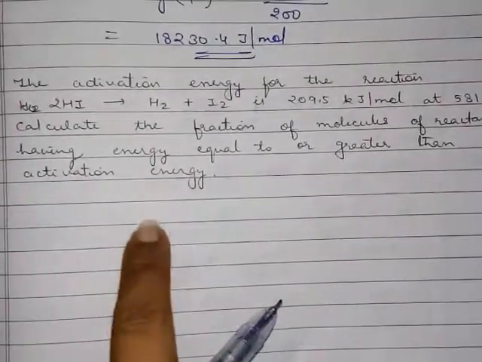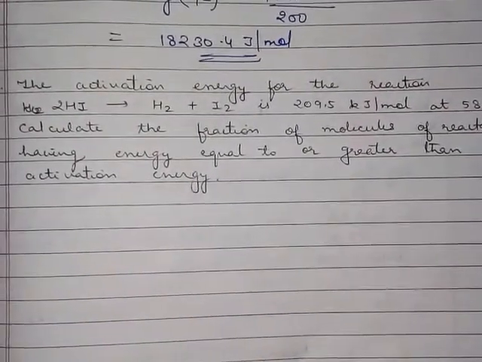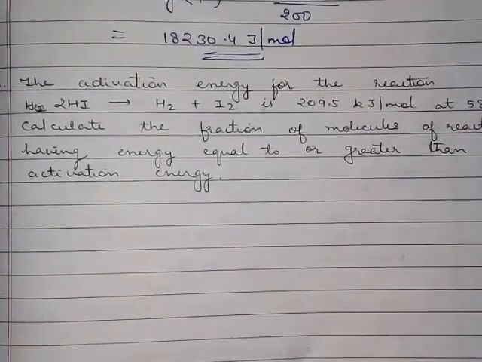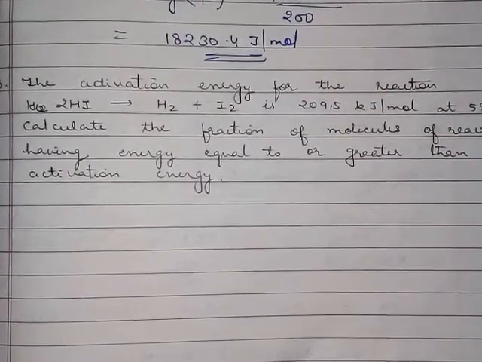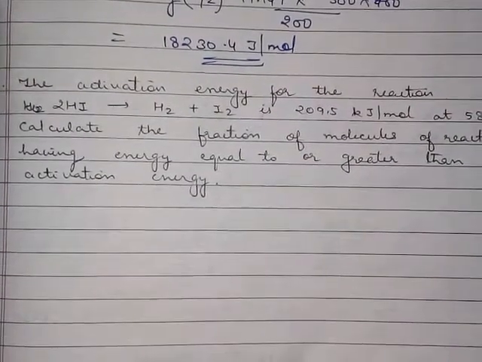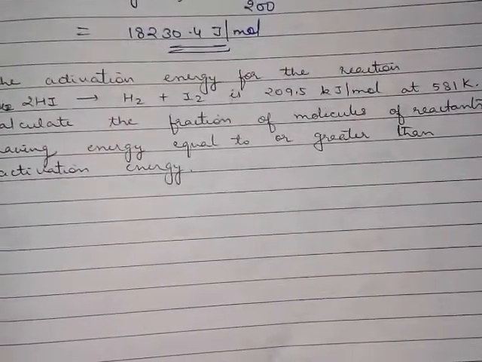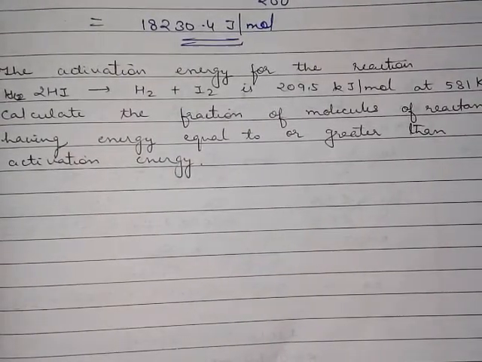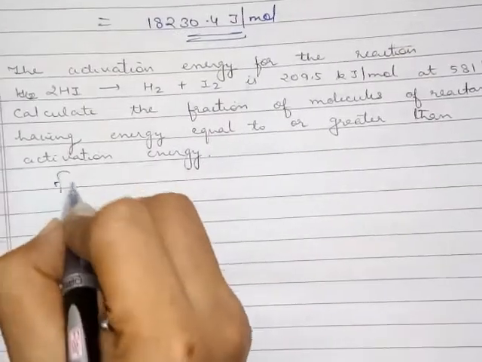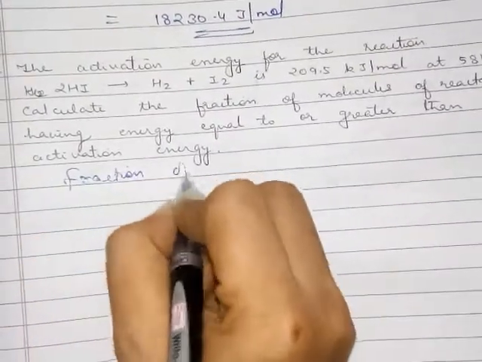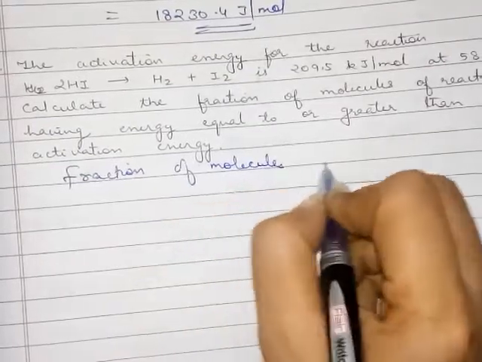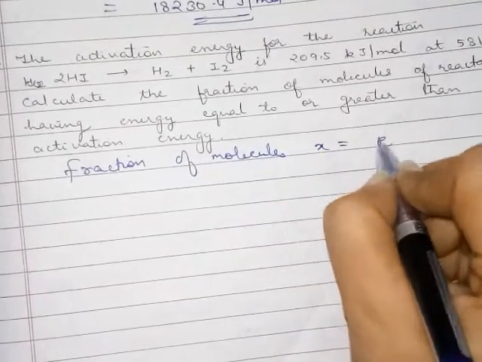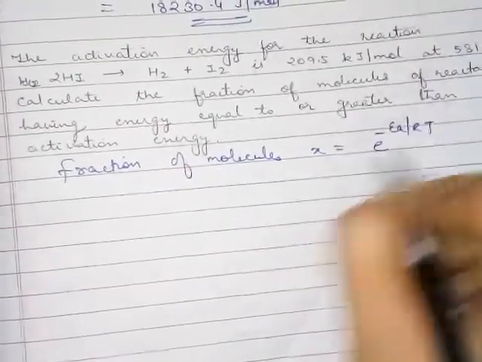The next is, you have the activation energy for the reaction of HI. तो HI का activation energy आपको given है, ठीक है, and its activation energy is 209.5 kilojoule per mole at 581 Kelvin. You need to calculate the fraction of molecules having energy equal to or greater than activation energy. So fraction of molecules find out करना है, and fraction of molecules having energy greater than or equal to activation energy is x, which is equal to e to the power minus Ea upon RT.